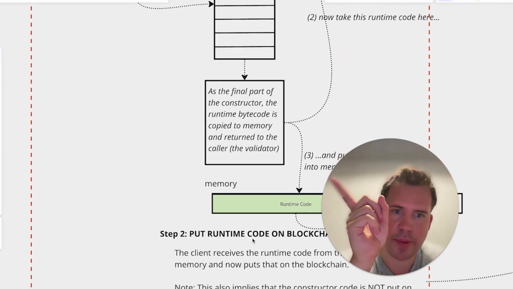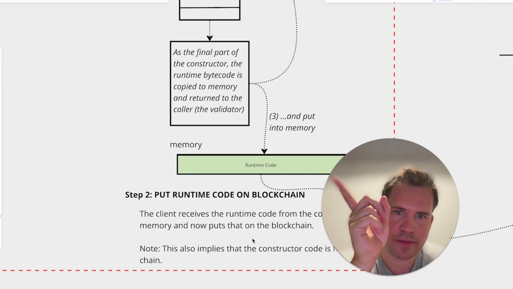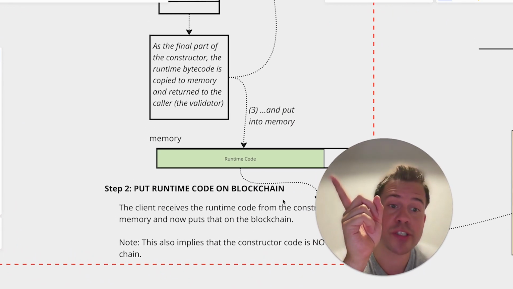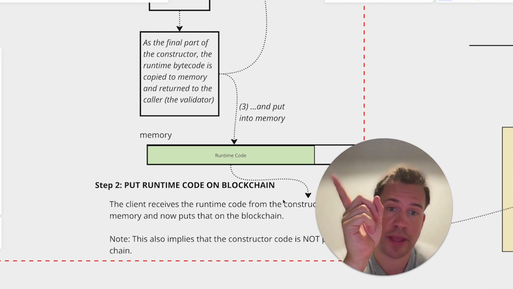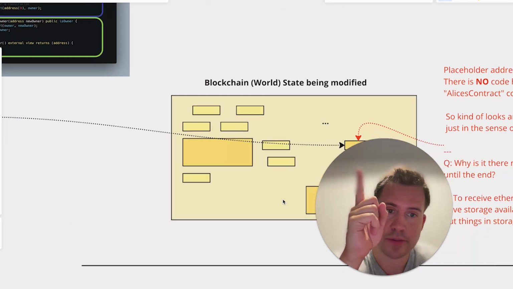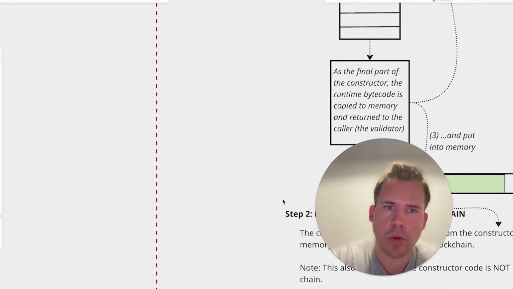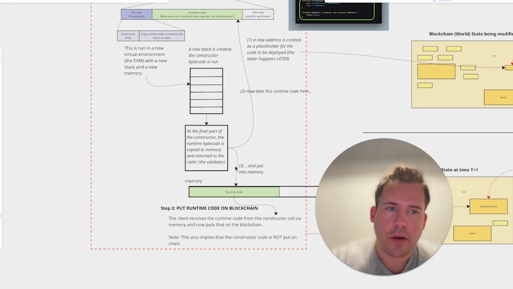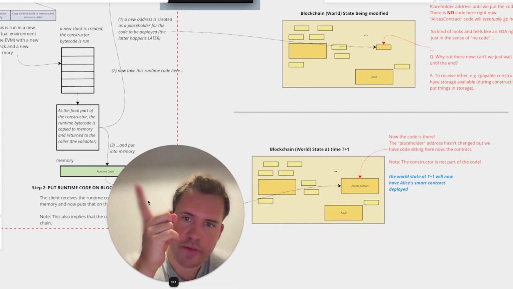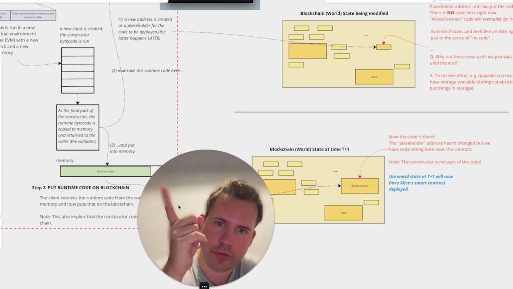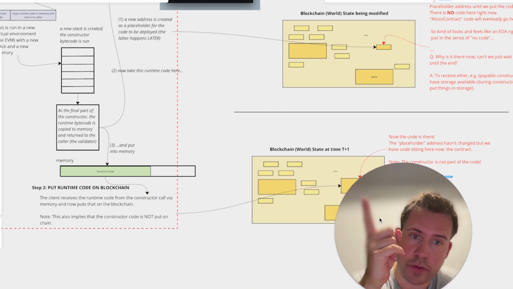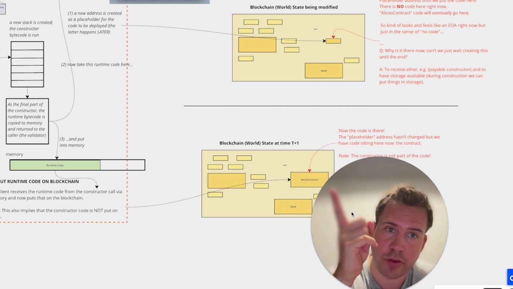The house is only built. The house is this stuff, the green stuff. The house is what's being put in memory, returned to the caller, and then the caller, the validator, says, great, I'm going to go build that house. But we don't have the house yet up here. We don't have the house, but we do have this. When the validator, the caller, receives this runtime code, they're going to put it on chain. They're going to put it right here, and that's going to become Alice's contract.